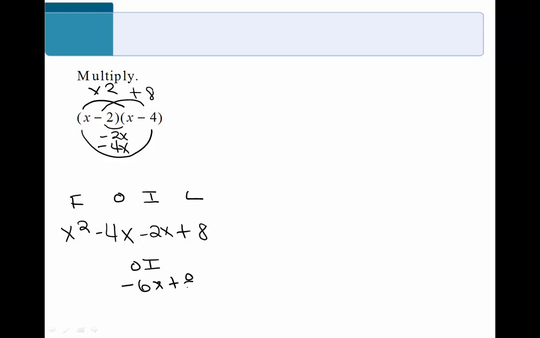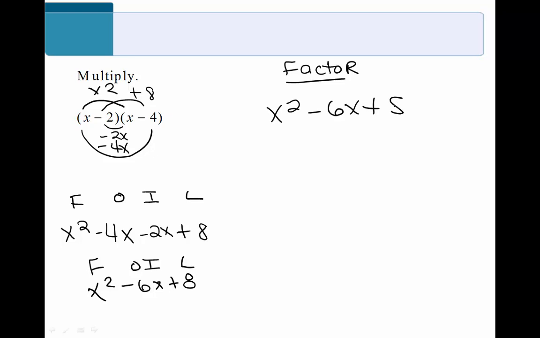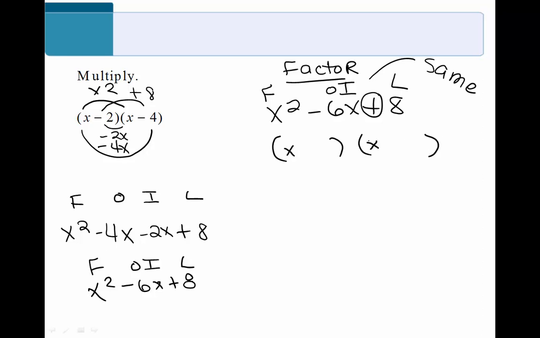Drop down your positive 8, that's our L. And our x squared, remember that's your F, excuse me. So now we are going to factor x squared minus 6x, positive 8. This is our F, this is our L, this is your O and your I. Notice this is positive. That means our signs down below have to be the same. Put your F in. X multiplied by x is x squared.